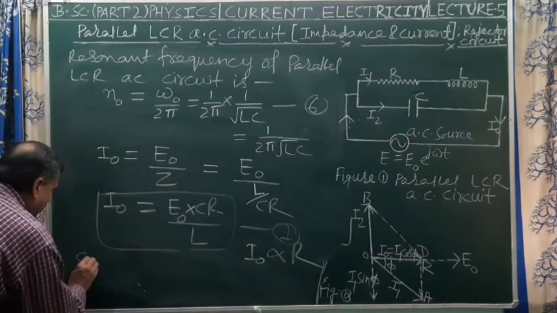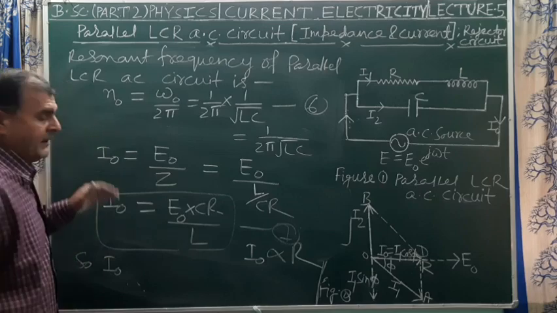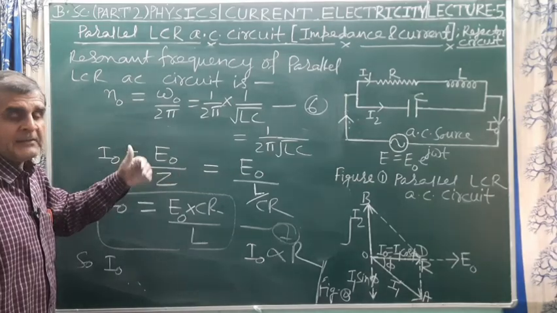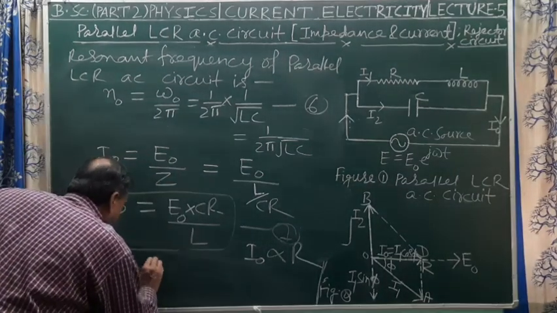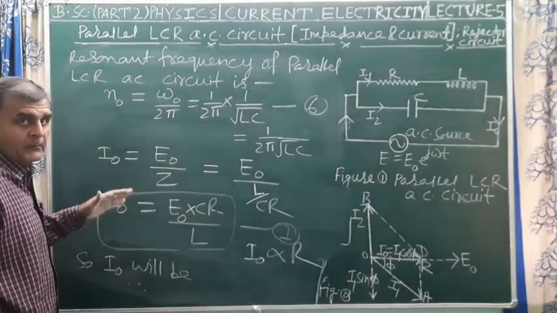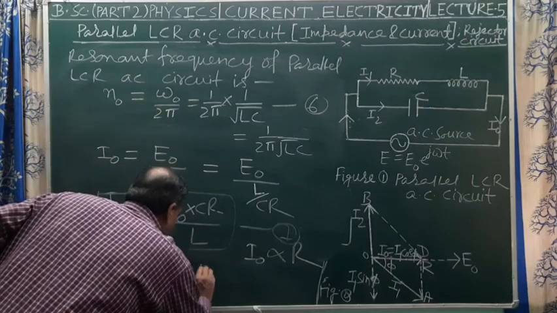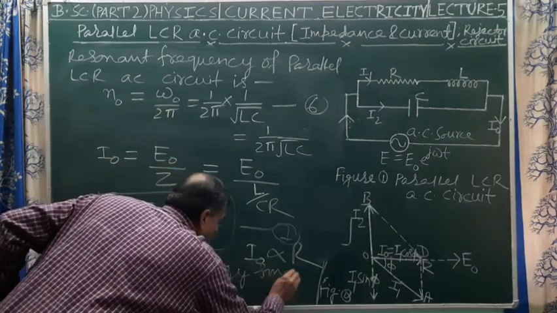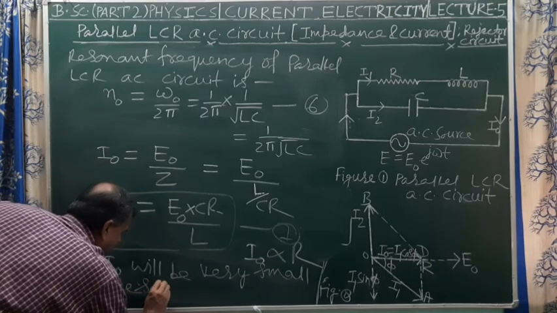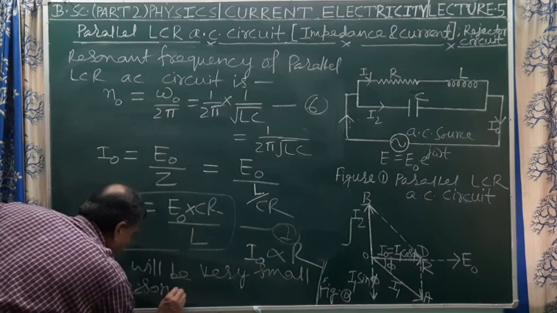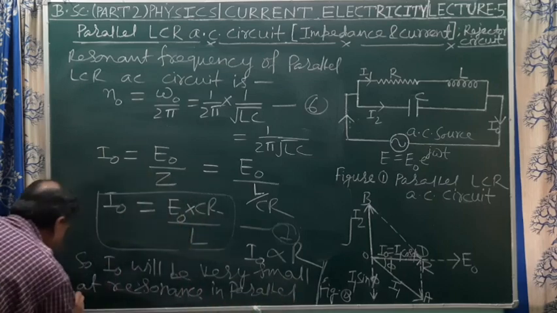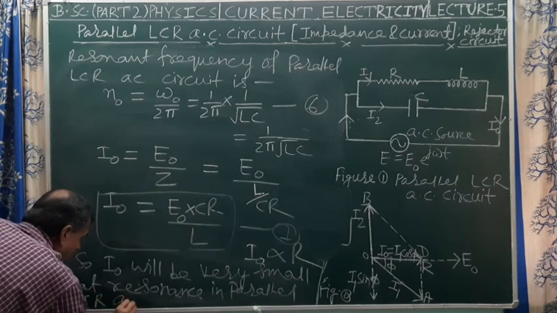So this current I naught will also be very small at resonance. Since R is very small, I naught will be very small at resonance in an LCR parallel AC circuit.